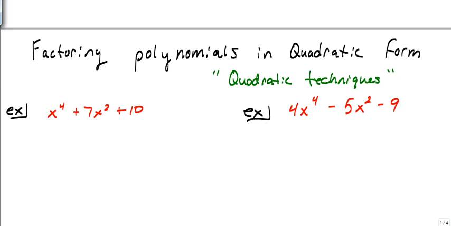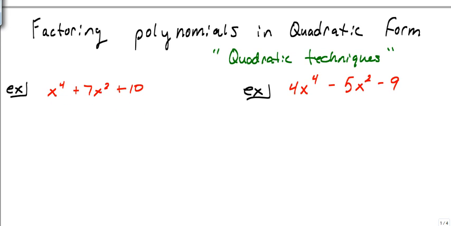Okay, the next couple examples, we're going to solve polynomials that look like they're in quadratic form. So this is called quadratic techniques. And these aren't quadratics, if you look at them. There's x to the fourth, x squared, and there's 10, a constant. So these actually are not quadratics. They're quartics. They're to the fourth power. But we can solve them like we would a quadratic.